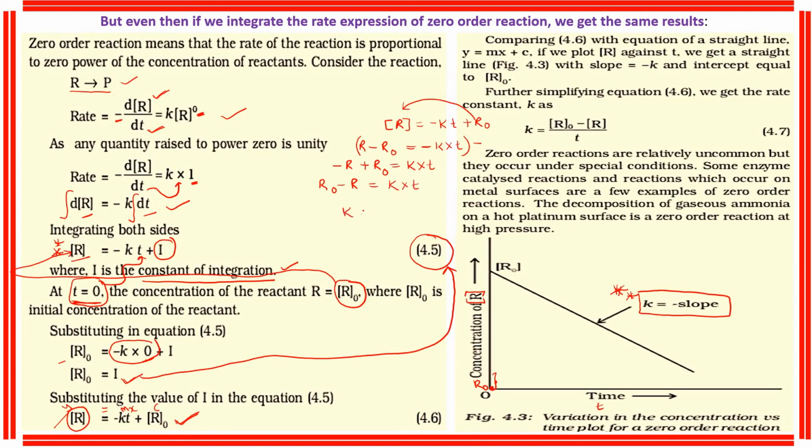Now k is equal to, you send this t to the other side, so k is equal to R naught minus R by t. Now what is t here? The time at which the concentration of reactant is R, where R naught is the initial concentration. So this is the formula we are going to get. You need to remember this formula for calculating the rate constant for 0 order. Very important formula. And the graph also, this is the graph we are going to get.